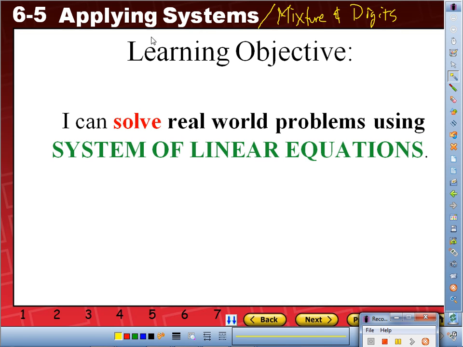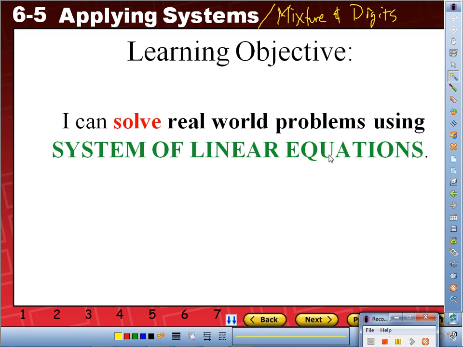Okay, so today we're continuing with applying systems. We already started with the first two types, which were the first ones? The rate problem and the item problem, right? Today we're going to continue with mixture and digit problems. We're still on the same objective: I can solve real-world problems using systems of linear equations.